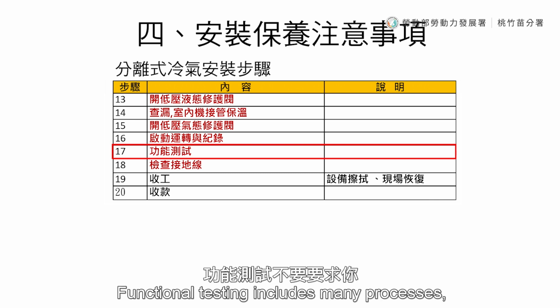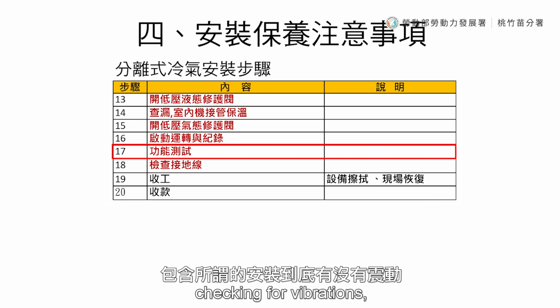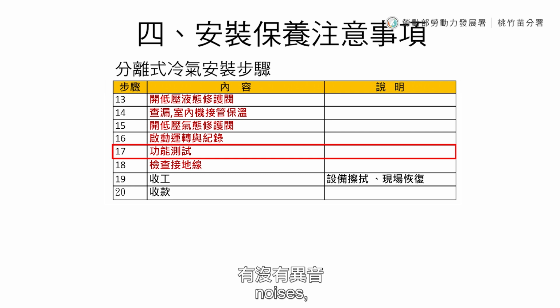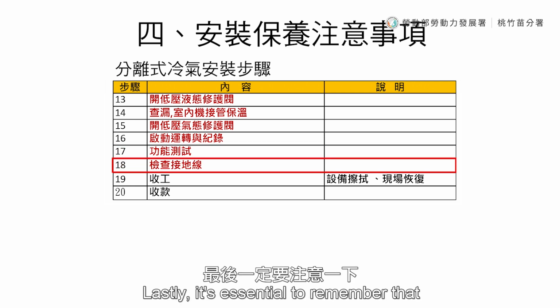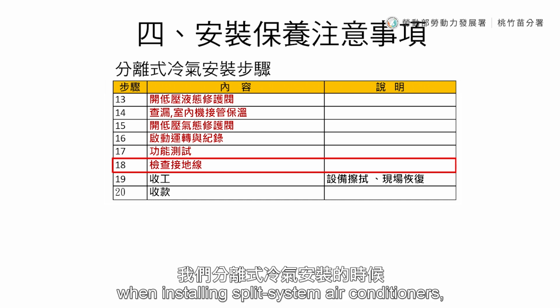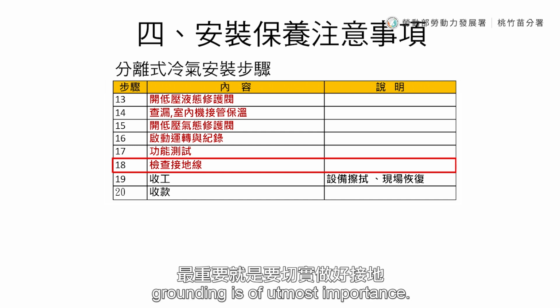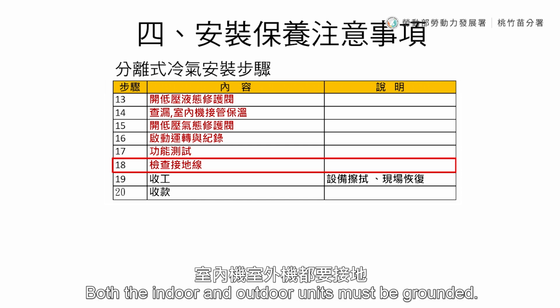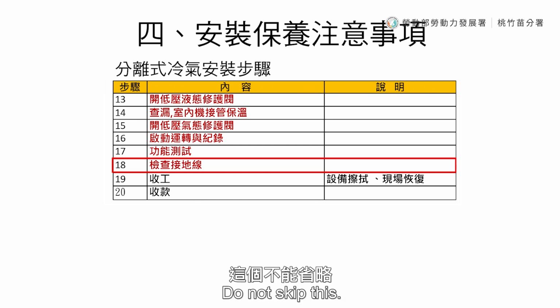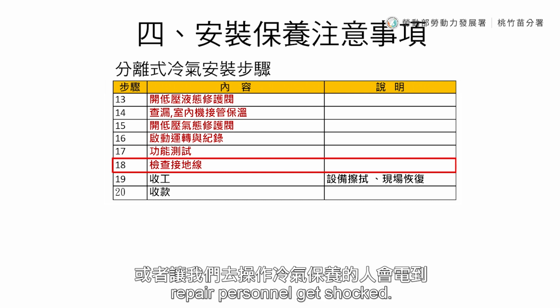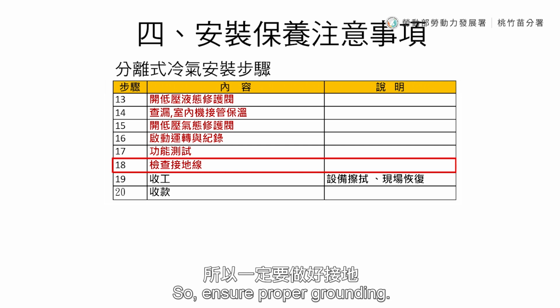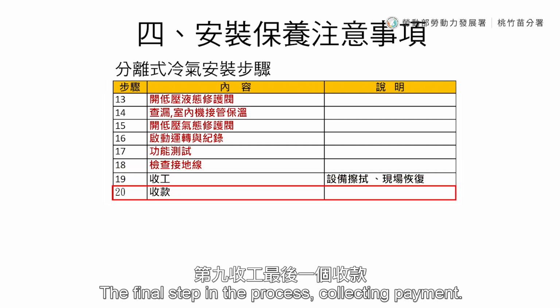Functional testing includes many processes, checking for vibrations, noises, and water leakage. Lastly, it's essential to remember that when installing split-system air conditioners, grounding is of utmost importance. Both the indoor and outdoor units must be grounded. Don't skip this. Frequently, due to improper grounding, repair personnel get shocked. So ensure proper grounding. The final step in the process, collecting payment.